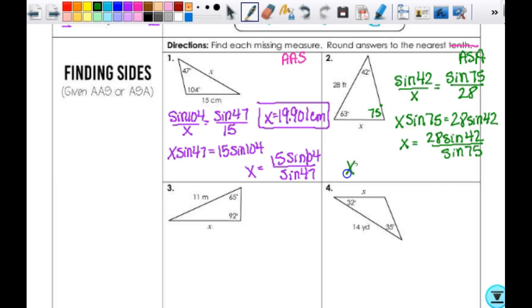I get that x is equal to 19.397 feet. So make sure you agree with that. That's what we should get. Okay, so the same things happen on 3 and 4. I don't know that we need to necessarily do 3 and 4, but let's go ahead and look at number 5.